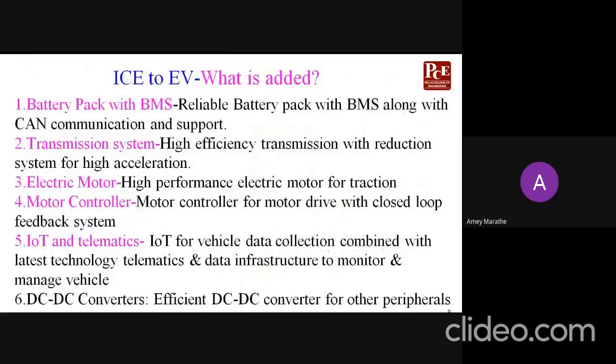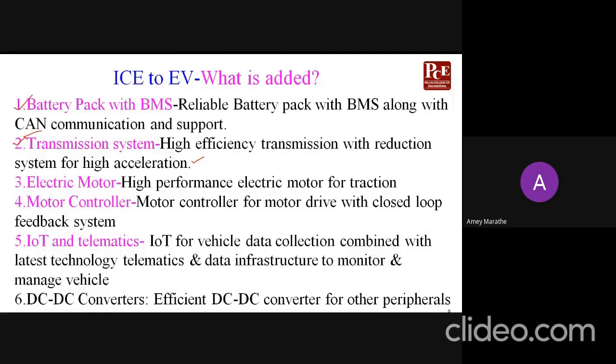And what is added? When we shift from IC engine to EV, what is added? We have a new addition of a battery pack with a battery management system. So we require a reliable battery pack with BMS along with CAN communication and support. CAN stands for controller area network. We will come to it when we talk about the battery management system. Then the transmission system, as I said, either it can be there or we require only a single gear transmission. So a high efficiency transmission with a reduction system for high acceleration. That is the requirement, so that needs to be added.